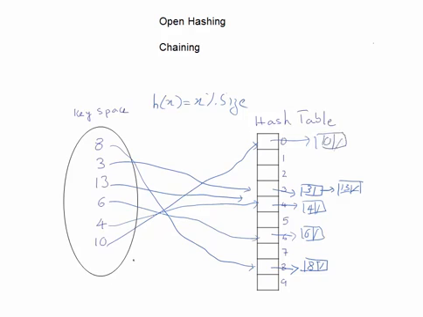Now, when I want to search for any key element, let us say 13, then I should use the hash function. H of 13 is 13 mod size, that is 3. 13 mod 10 gives me 3. So go to index 3 and search for that key element in the chain at that particular index. There may be more than one element, so we have to search that entire chain, the entire linked list.